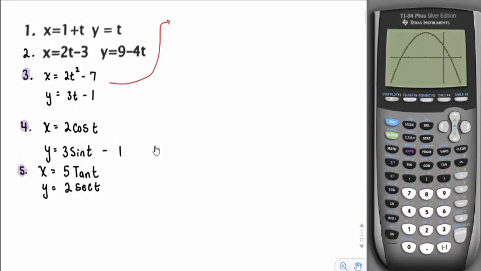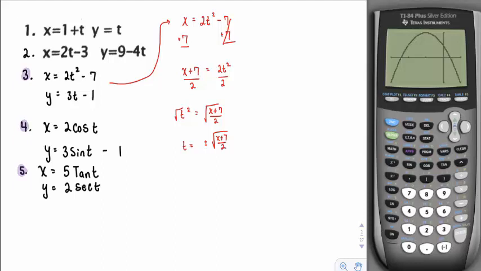So I'm going to take that first equation and solve it for t. So this is going to give me x equals 2t squared minus 7, and I'm going to add 7 to both sides. I'm solving this for t. So I'll get x plus 7 equals 2t squared. Then I'm going to divide by 2. So now I have t squared is equal to x plus 7 divided by 2. Now that we have that, we can square root both sides. So you get t equals plus or minus the square root of x plus 7 over 2.